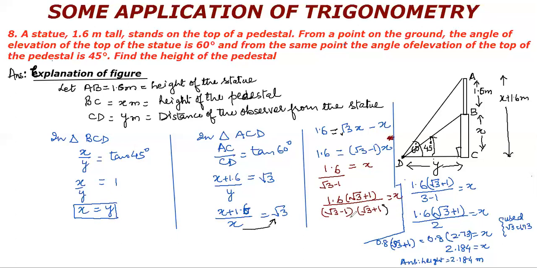We will rationalize, and we will have the identity here in the denominator: a minus b, a plus b. So it will become a square minus b square. So this is 3 minus 1, and when you subtract, it will become 2. So you will have 1.6 into square root 3 plus 1. Now see, you will cancel this 2 by this 1.6. So it will be 0.8 into square root 3 plus 1.